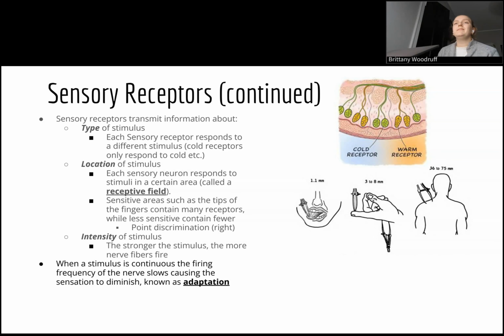Now, the intensity of the stimulus. The stronger the stimulus, the more nerve fibers are going to fire. So for example, the difference between somebody brushing an eyelash off your cheek or backhanding you, very different sensations. Stronger stimulus, more nerve fibers are going to fire. Now, over time, if the same thing is happening over and over, your nerves adjust to it. This is called adaptation. I think I took it out of your guys' packets for this semester, so don't worry too much about that.